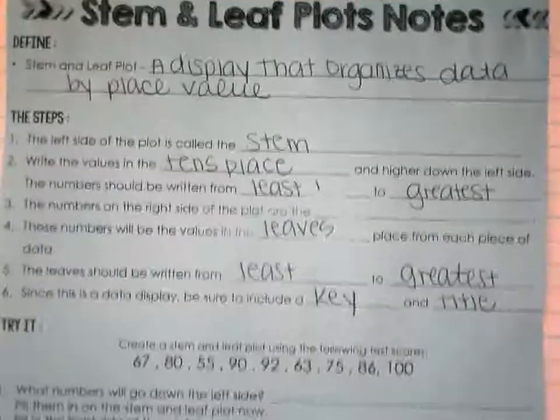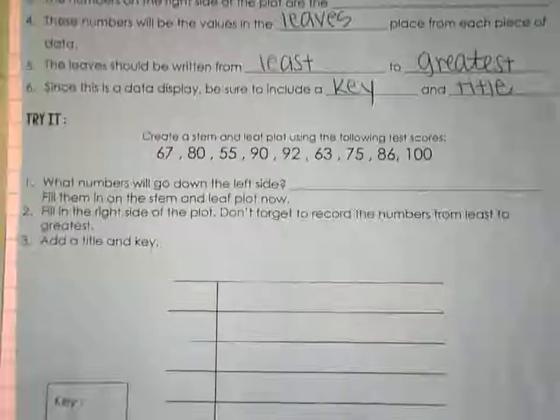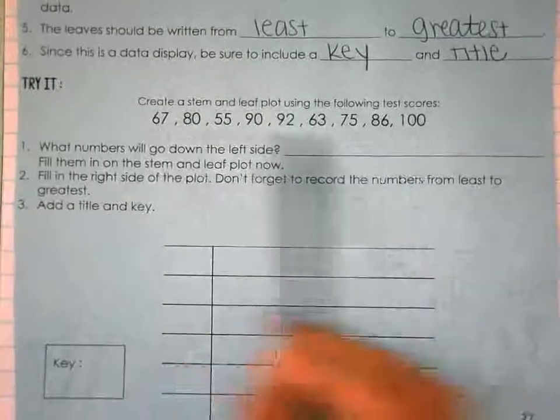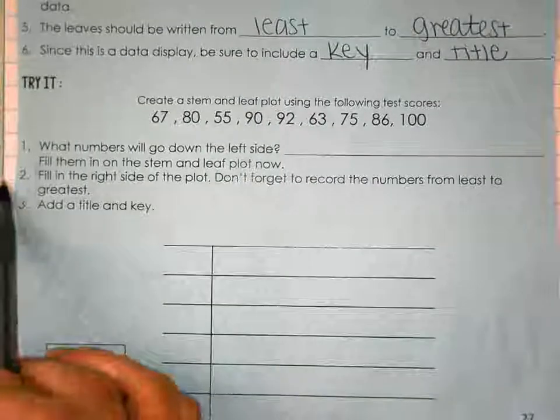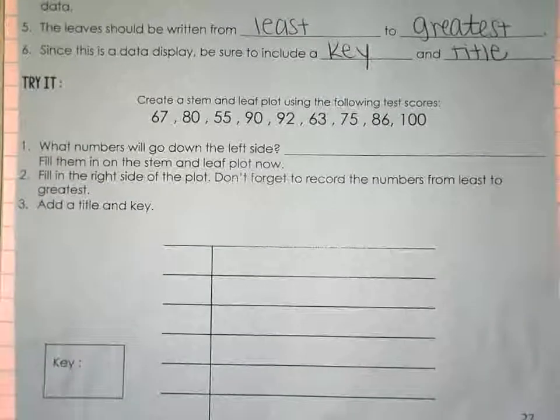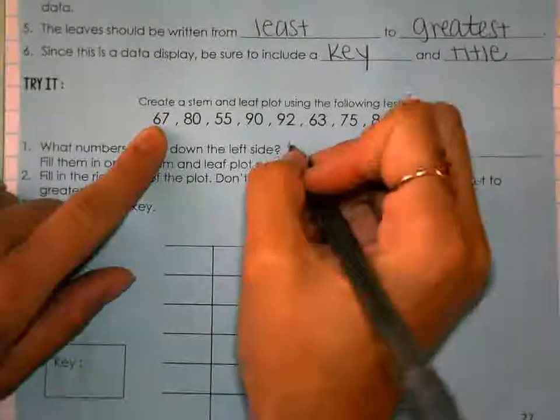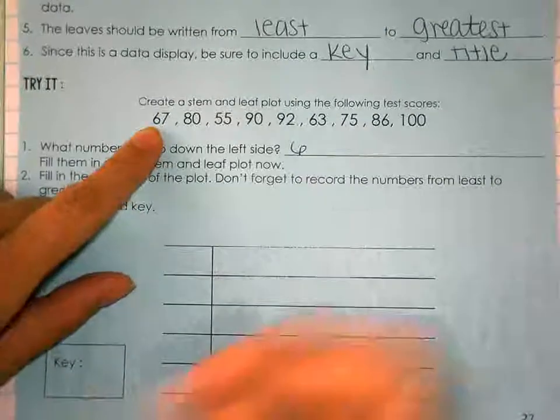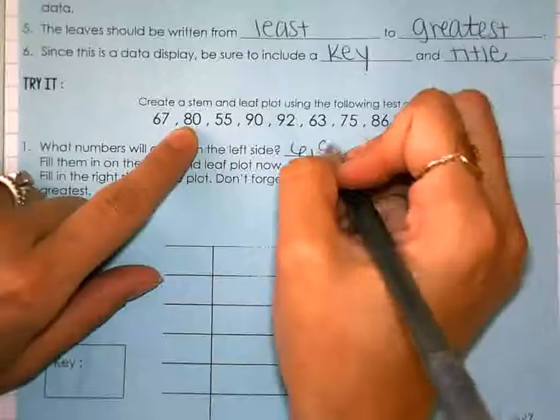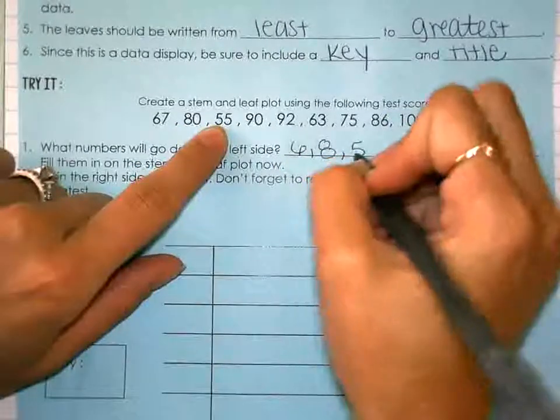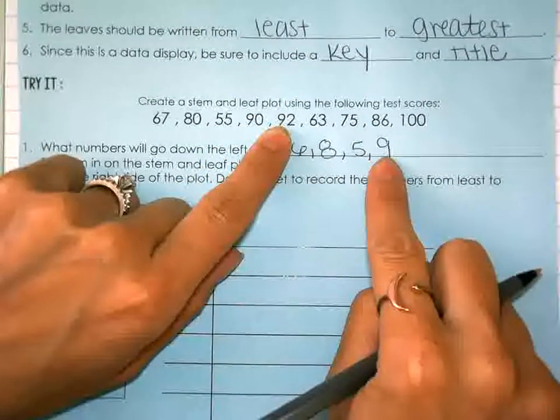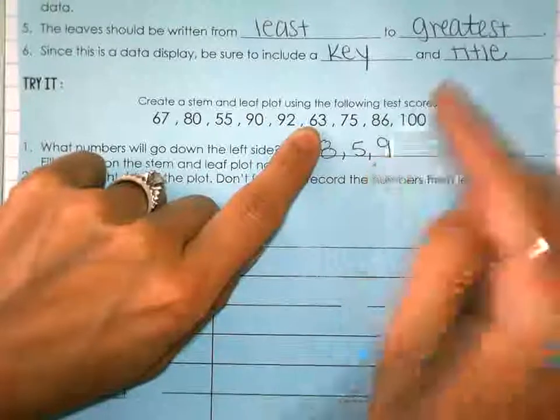Okay, so let's look at our first example. We'll use these steps to go with it. So here are our numbers for our first example, and we need to create a stem and leaf plot using these following test scores. So number 1, what numbers will go down the left side? You just need to pick the numbers that go down the left side. So if I look here, I have a 6 because you're only putting the numbers in the tens place. The 6 is in the tens place, so I'm going to have a 6. I'll have an 8. I'll have a 5. I'll have a 9. I'll have a 9, but I'm not going to write that 9 twice. I'm only writing it once.